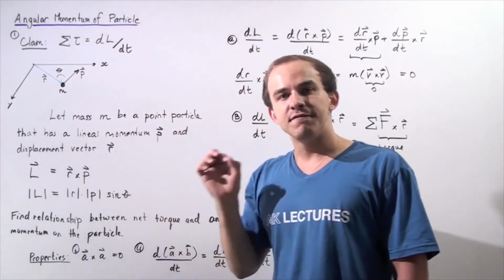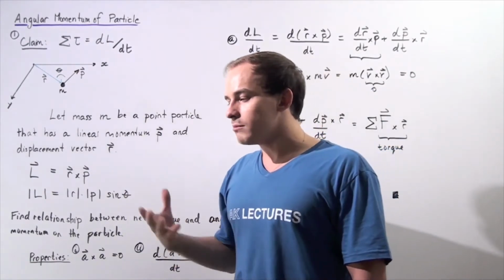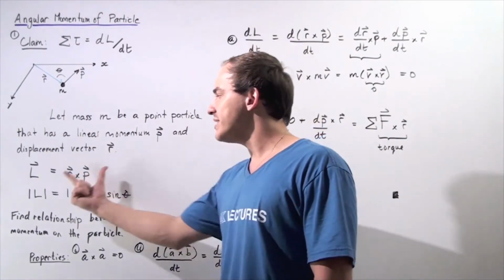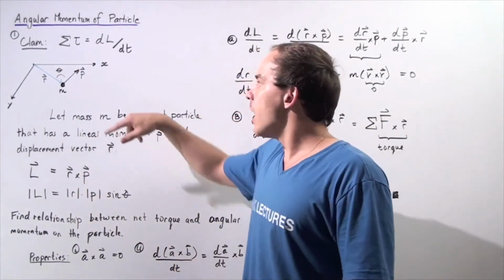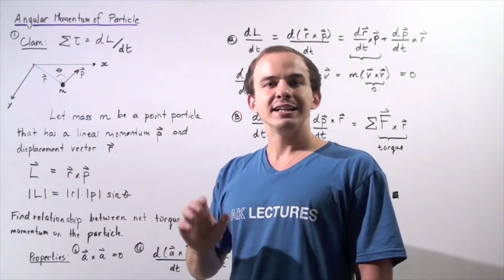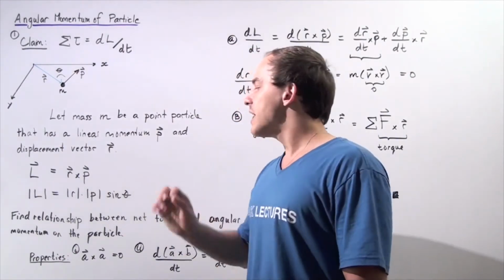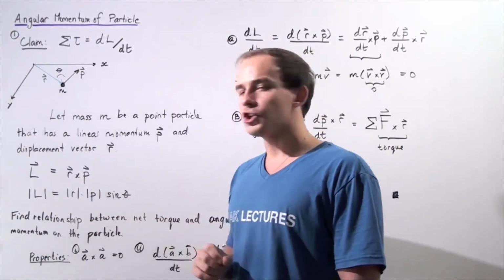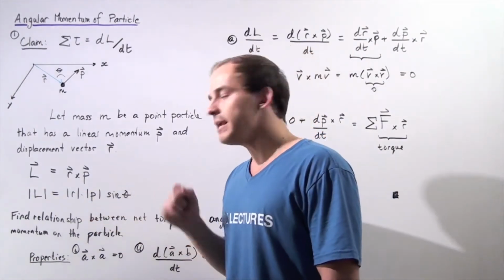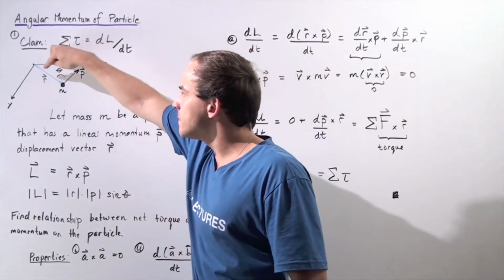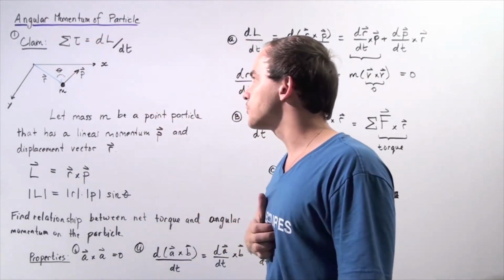If we want to find the angular momentum of the object, we have to use the following equation. We take the cross product of our r vector cross p vector. And to find the magnitude, we said that we simply take the product of the magnitude of the r vector and the magnitude of the p vector and multiply by the sine of the angle theta between our two vectors.